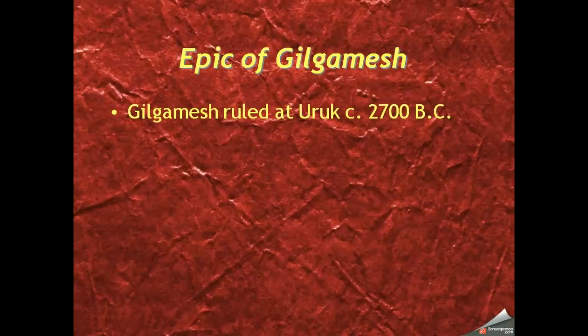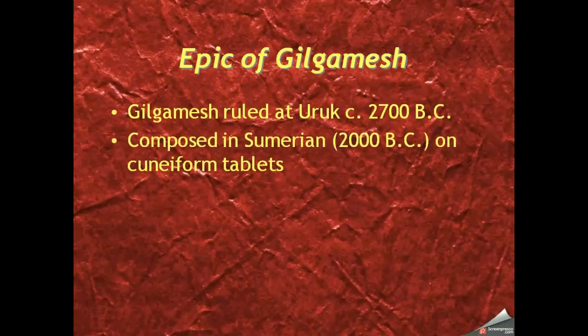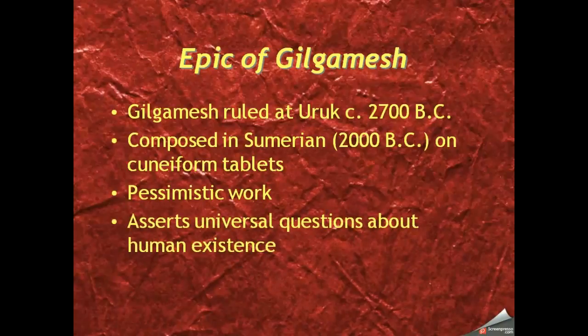It's interesting as we look at it and we translate it, we see things that are common even to modern literature in some ways. In the Epic of Gilgamesh, we note that this was a ruler. He ruled at Uruk somewhere around 2700 BC, but the first writings that we have on it were composed in Sumerian around 2000 BC on these tablets. In much ancient writing, we don't have anything contemporary with the people that they're writing about. It's usually written years later. It's a pessimistic work. It asserts universal questions about human existence. So as you can see, some themes that we still think about today.